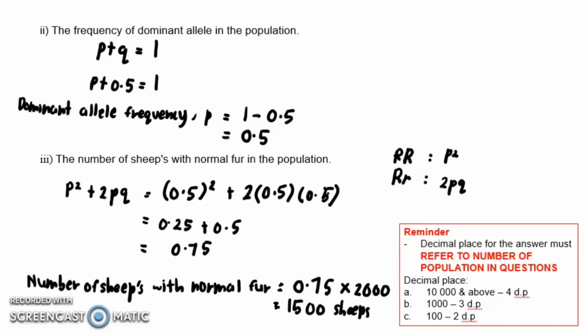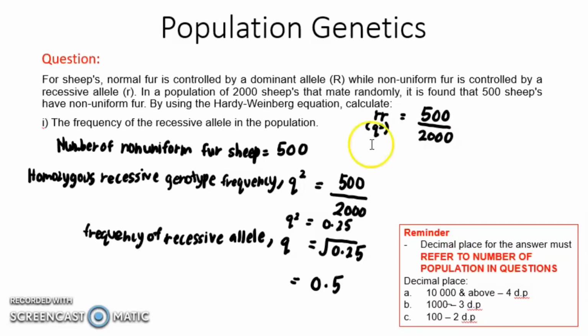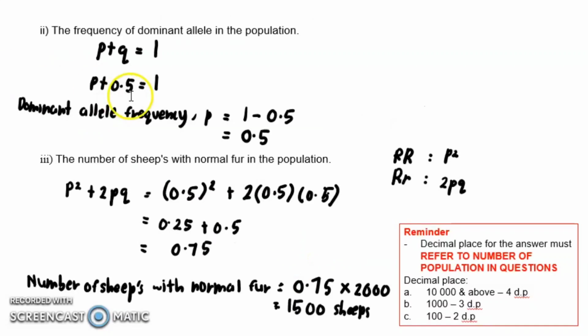So you have to be alert. In summary, what you have to take note of is that for each of the questions, make sure you first find Q square. After we find Q square, you can get the frequency of the recessive allele, Q, like this. After we get the frequency of the recessive allele, automatically we can calculate the frequency of the dominant allele, P, here. Once we have found P and Q, there is no problem to calculate the other genotypic frequencies.